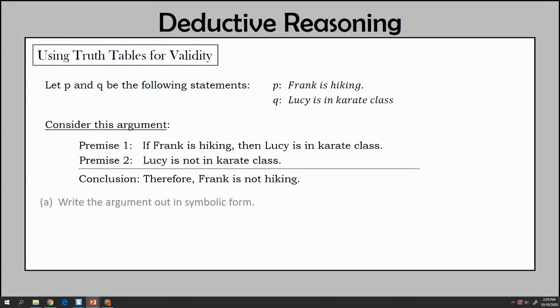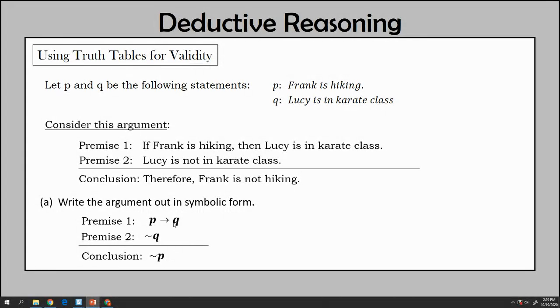So the first step is to write it out in symbolic form. Premise one is an if-then statement. So if Frank is hiking, that's P, then Lucy's in karate class, that's Q. So it's P implies Q. Premise two: Lucy is not in karate class. Lucy is in karate class is Q, so Lucy is not in karate class is the negation of Q. The conclusion is Frank is not hiking. Frank is hiking is statement P, so not hiking is the negation of P.